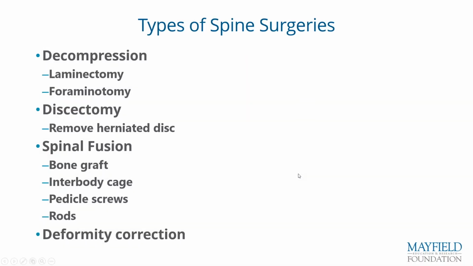So what are the types of surgeries we can consider? Well, there's the basics, which is decompression. Anytime a nerve is pinched, we can implement either a decompression surgery alone or as part of a larger surgery, and that consists of a laminectomy, foraminotomy. These are terms where we drill out a little bit of the bone and give the nerve some more space.